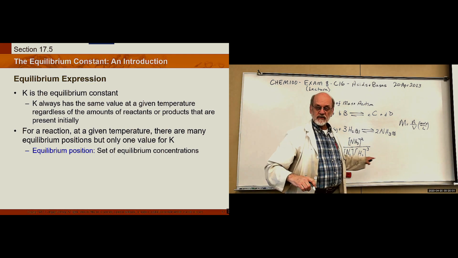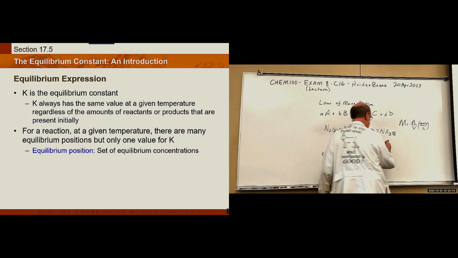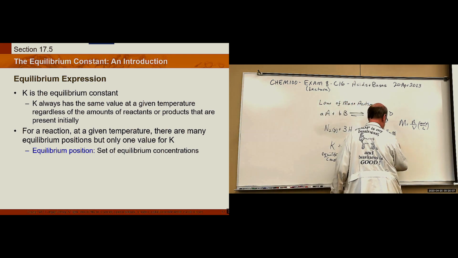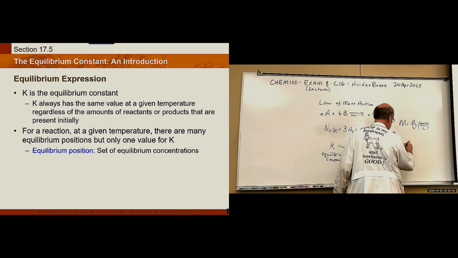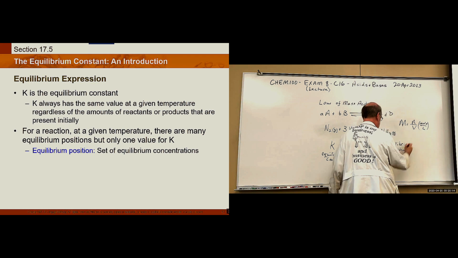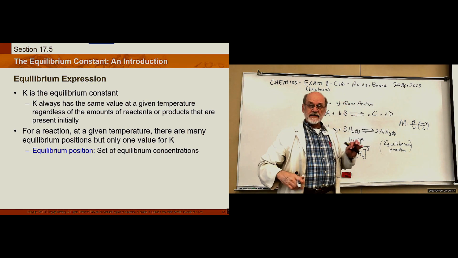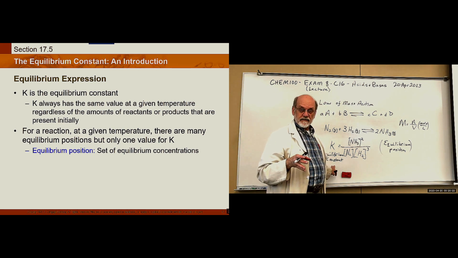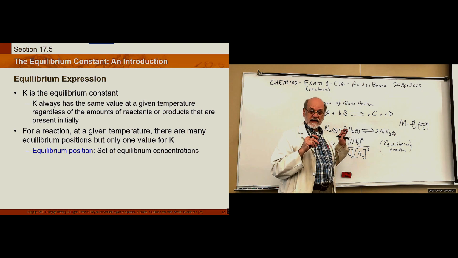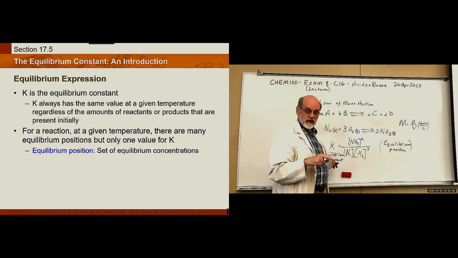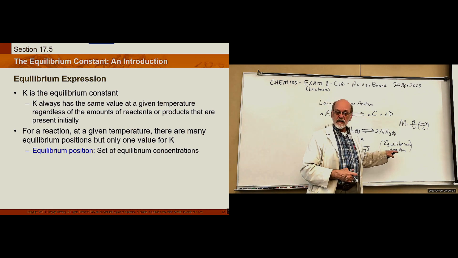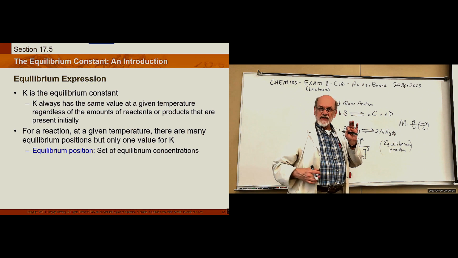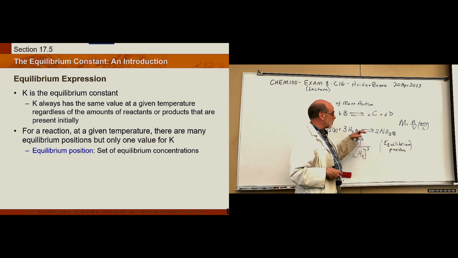I'm going to draw a distinction between equilibrium constant and equilibrium position. There's a difference. Equilibrium constant is exactly what it says. It's constant. Any values you put in here from an equilibrium determination will give you a constant value every time for that temperature. Equilibrium position, though, considers the absolute concentrations of all the reactants and products.